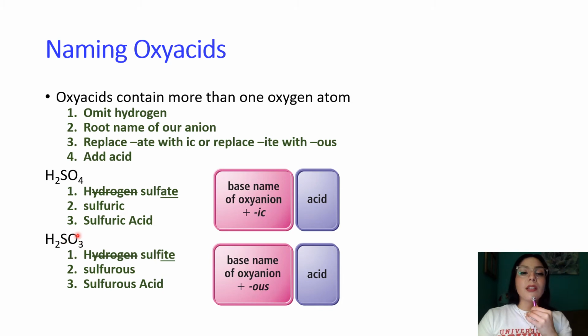Now, if your polyatomic ion ends with ite, you're going to replace that ite with ous. So here we have sulfurous, we omit the hydrogen, and then we add acid at the end. So if it ends with ate, it turns to ic. If it ends with ite, it turns to ous.